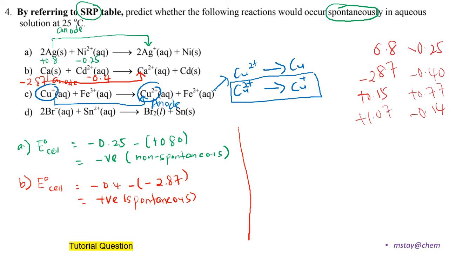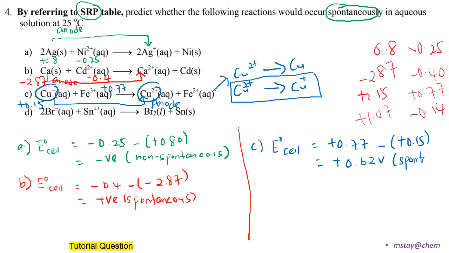So the value is positive 0.15, while for Fe3 plus to Fe2 plus it's positive 0.77. So for question C, the E0 cell equals positive 0.77 minus positive 0.15. Basically, we know that this one is 0.62 volt, which is a positive value, so it's a spontaneous reaction.